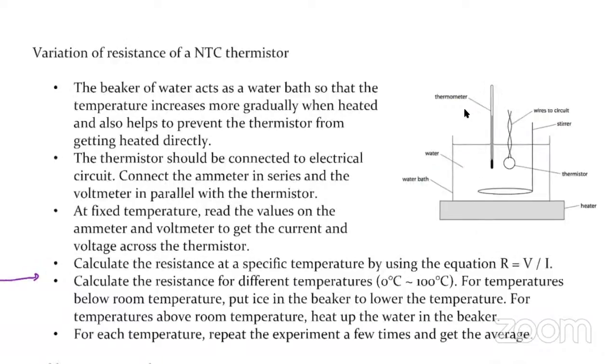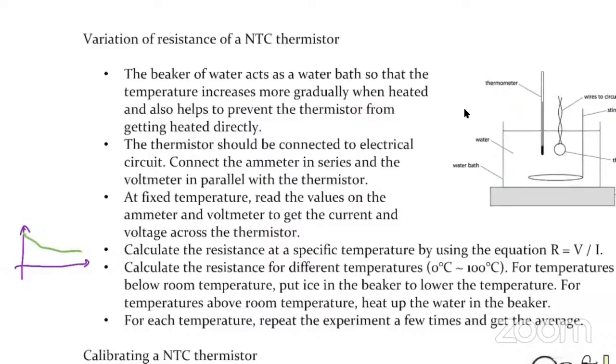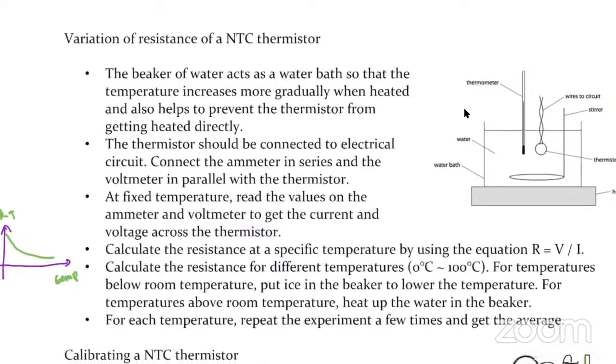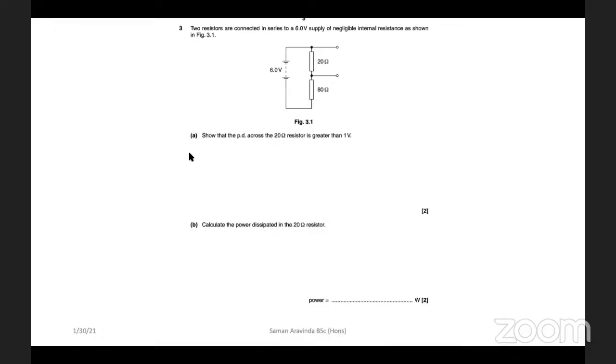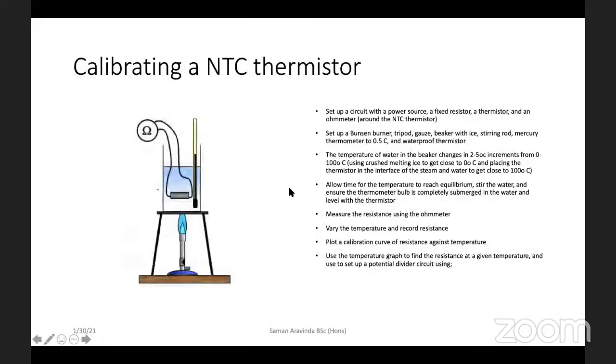When you do that, you get a graph like this. It's an exponentially decaying graph: the resistance of the thermistor against temperature. So sketch that on your sheets. Done, right? Then this is how we calibrate an NTC thermistor.